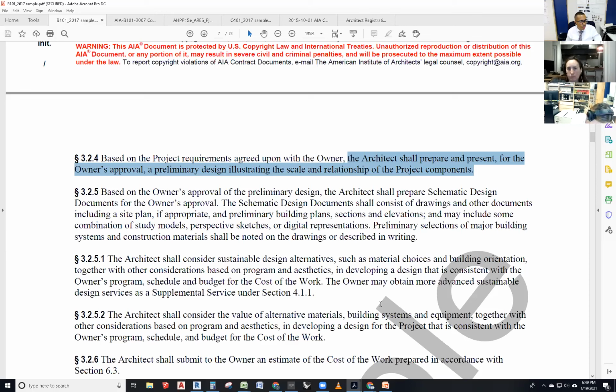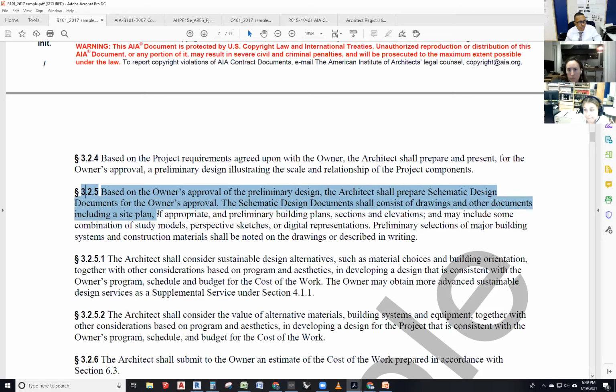So 3.2.5: based on the owner's approval of the preliminary design, the architect shall prepare schematic design documents for the owner's approval. Before you even create the schematic design, you create a preliminary programmatic design, very early. And then based on that, you begin to do that. And for the owner's approval, you send the schematic design documents. Very important. Everybody pay attention to this one.